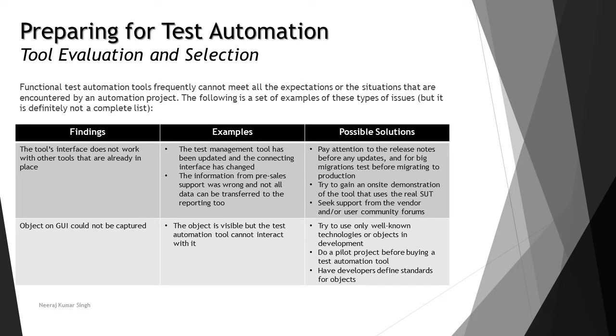The second one is that an object on the GUI could not be captured. These are very common issues which we generally find. The object is visible, but the test automation tool cannot interact with it. Possibly there are certain areas like the properties which are not well defined, or if it is not the properties, then the technology is not going to support you. So do a pilot project before buying the test automation tool, and have developers define standards for the objects. Either way, you need to resolve it.